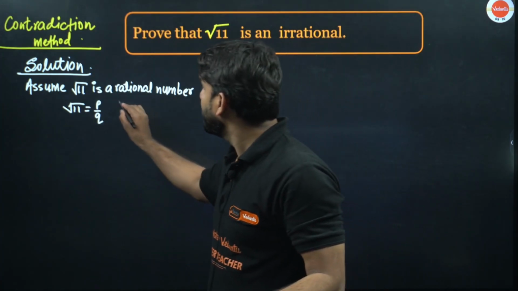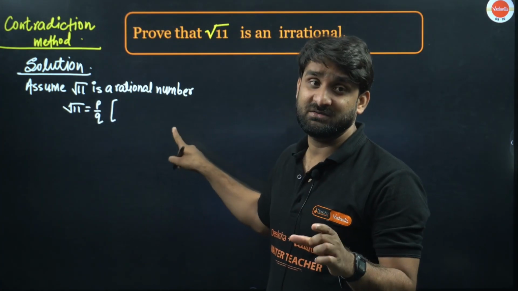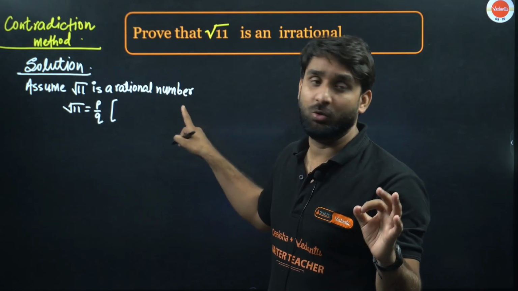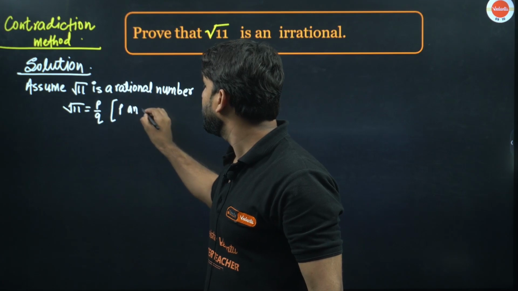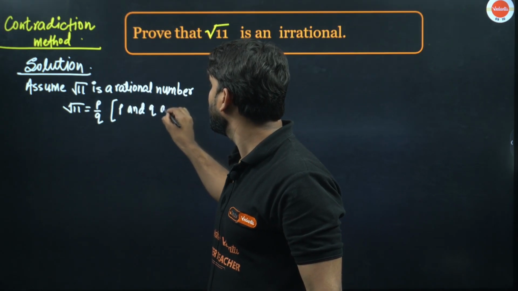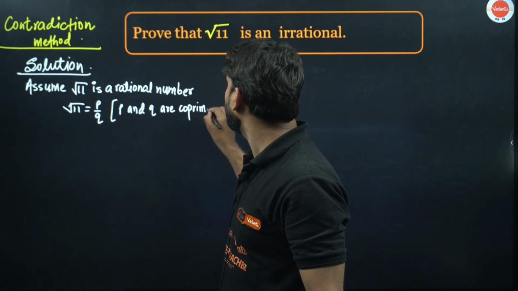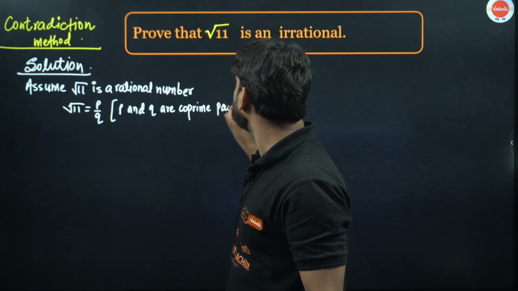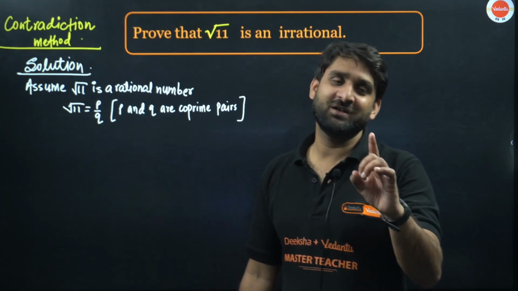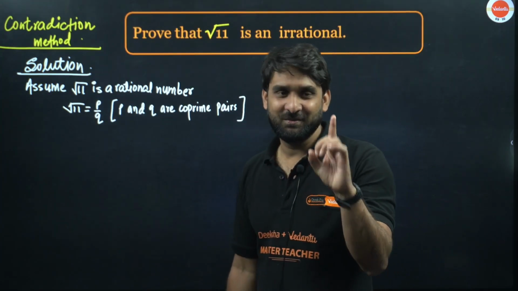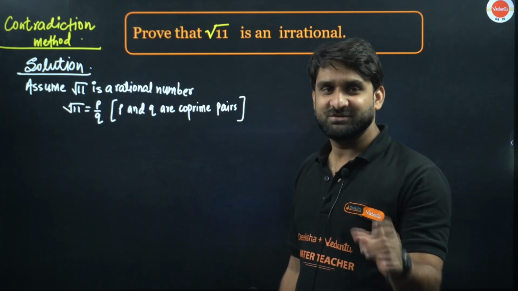And here we have to mention, this is very important, don't forget to write this line. P and Q are co-prime pairs. And co-prime pairs means they have only one highest common factor, which is 1. P can be divided by 1 and Q can only be divided by 1. So they have HCF equal to 1.